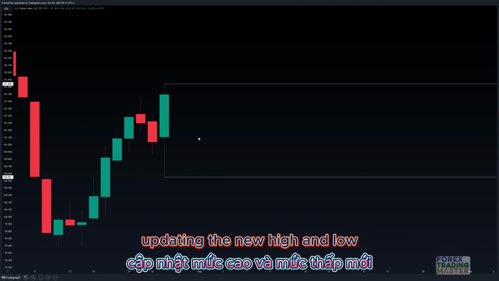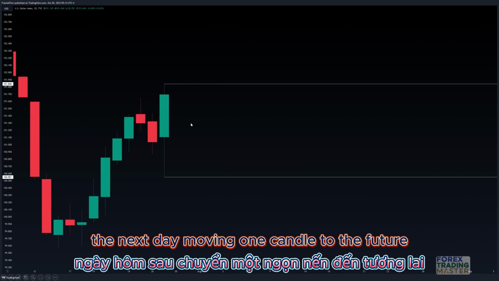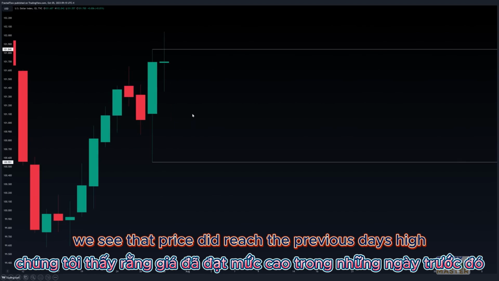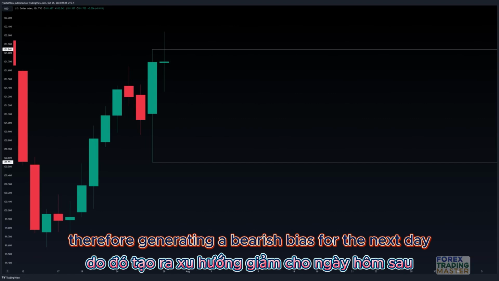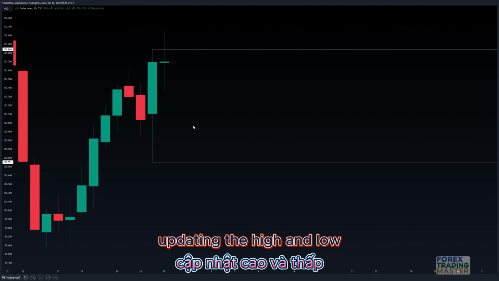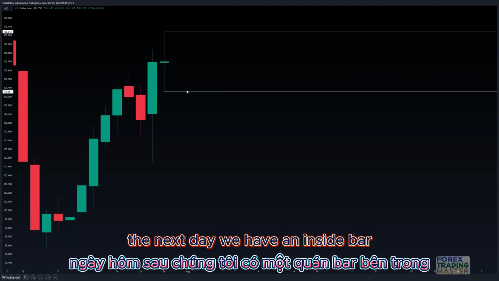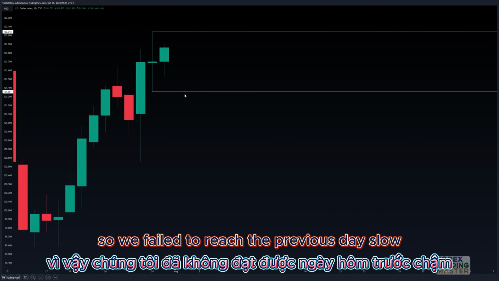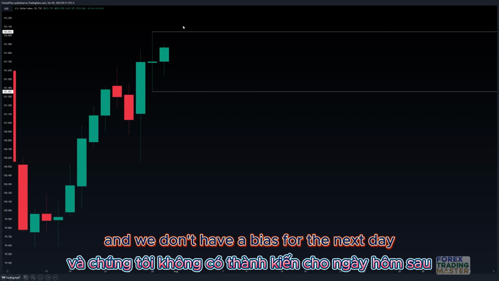Updating the new high and low, we expect price to at least reach this high the next day, moving one candle to the future. We see that price did reach the previous day's high, but failed to close above it, therefore generating a bearish bias for the next day. Updating the high and low, we now expect price to at least reach the previous day's low. The next day, we have an inside bar, so we failed to reach the previous day's low, and we don't have a bias for the next day.